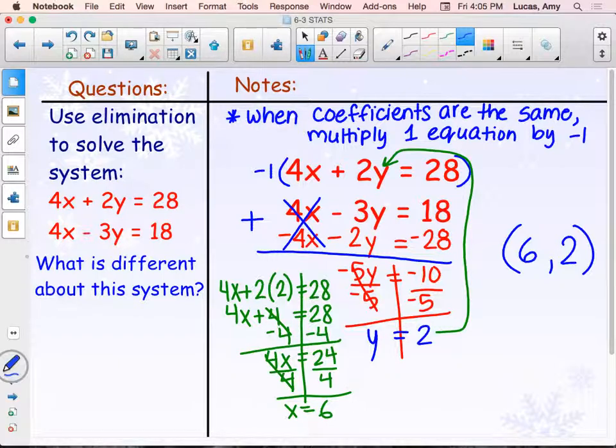So, when the coefficients look exactly the same, instead of being opposites, just multiply one of those equations by negative 1 to change it to the opposite signs. As long as you're multiplying both sides of that equation by negative 1, it's okay to do that. And then you can solve your system by adding it together, and you've eliminated one of your variables.